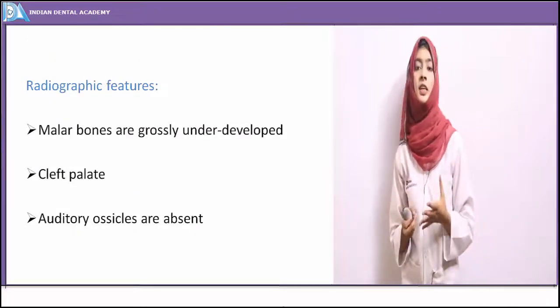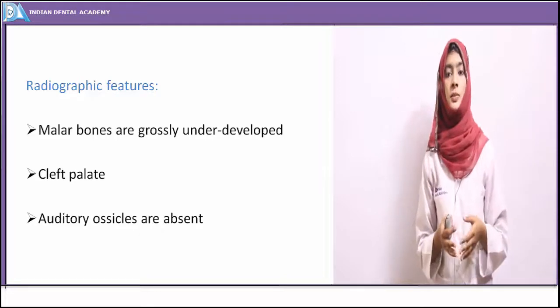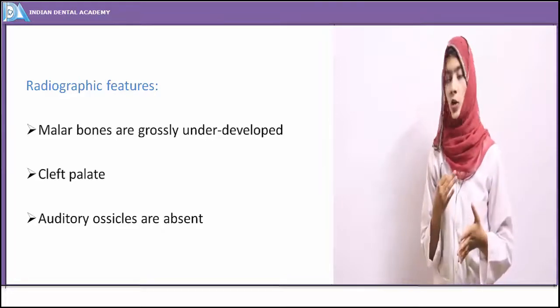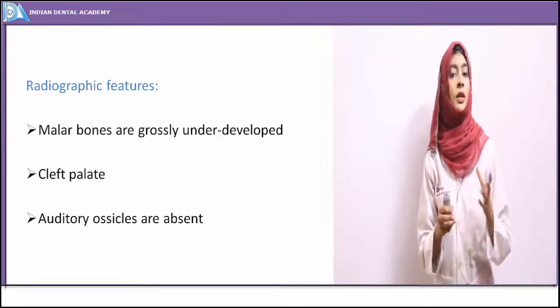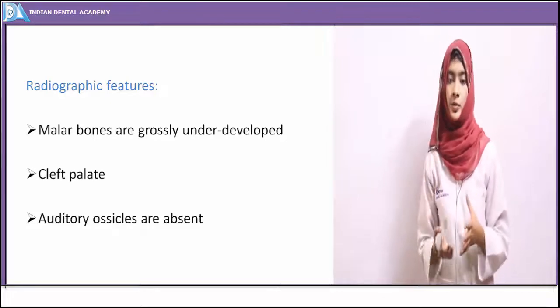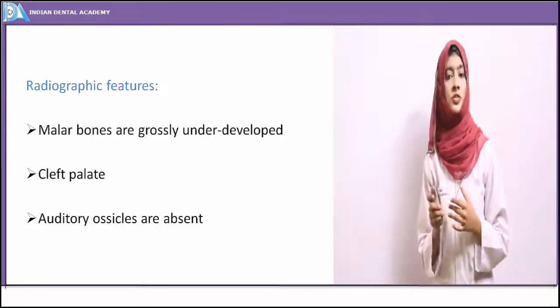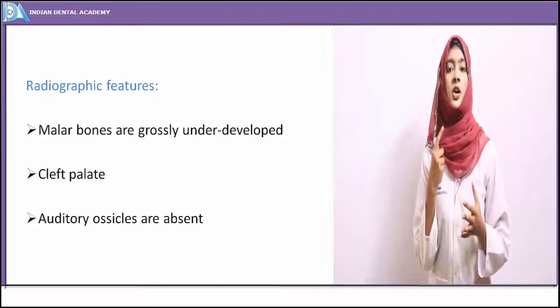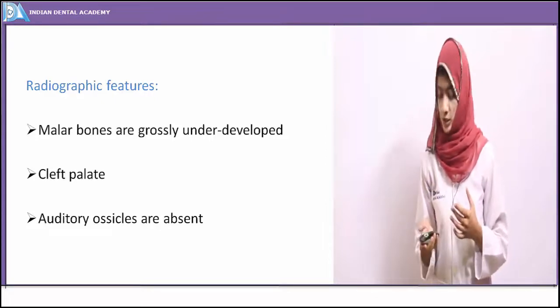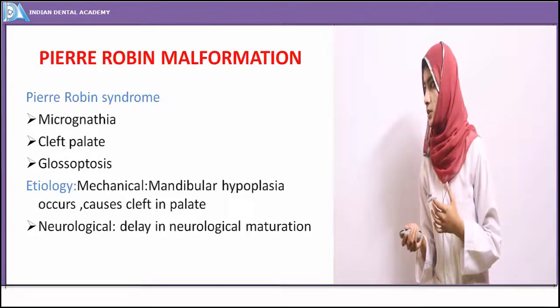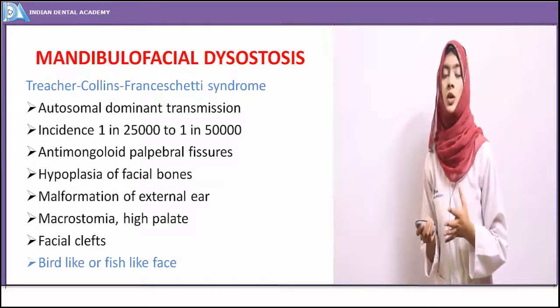Radiographically, the characteristic feature is that the malar bones will be grossly underdeveloped, and they will not fuse with the zygomatic arch bones. And with the presence of cleft palate, the auditory ossicles will be completely absent. So that's about the Treacher-Collins syndrome.